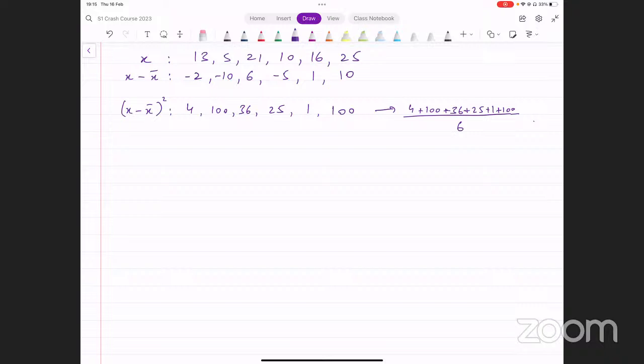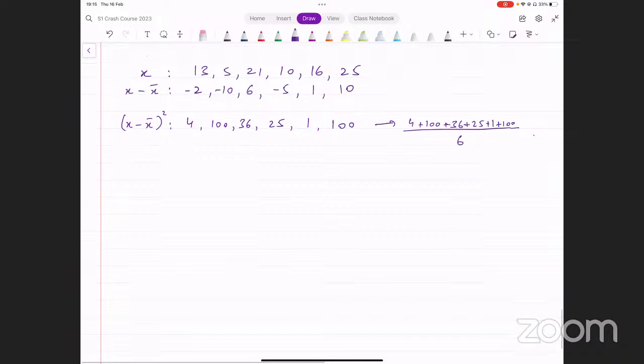And then once we're done with all of this, since we have squared all of these values, the unit has now changed. This number is going to turn out to be pretty big. In this case, if I calculate this, it is equal to 44.33. Now that's pretty big. The numbers are much smaller.